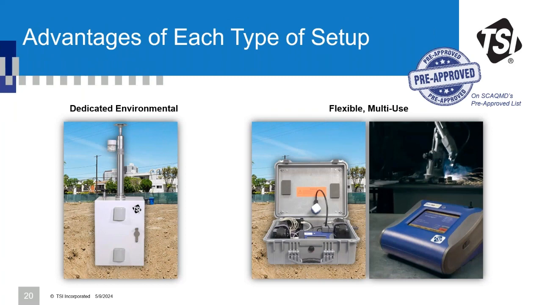Just to touch on it, TSI does have another option as well, the dedicated environmental unit. If there is just a need for a monitor for fence line monitoring 24 hours a day, 365, the dedicated environmental unit would be an option as well. But we also have our flexible multi-use option here, the 8530.